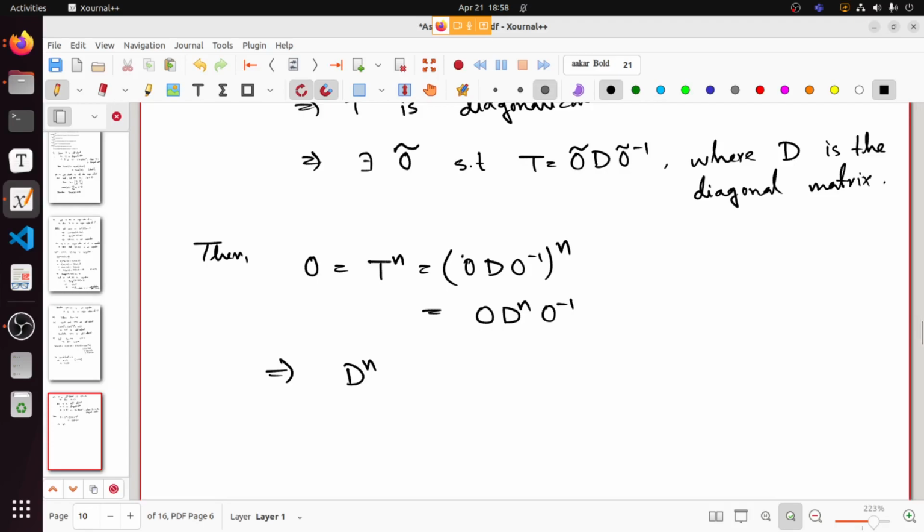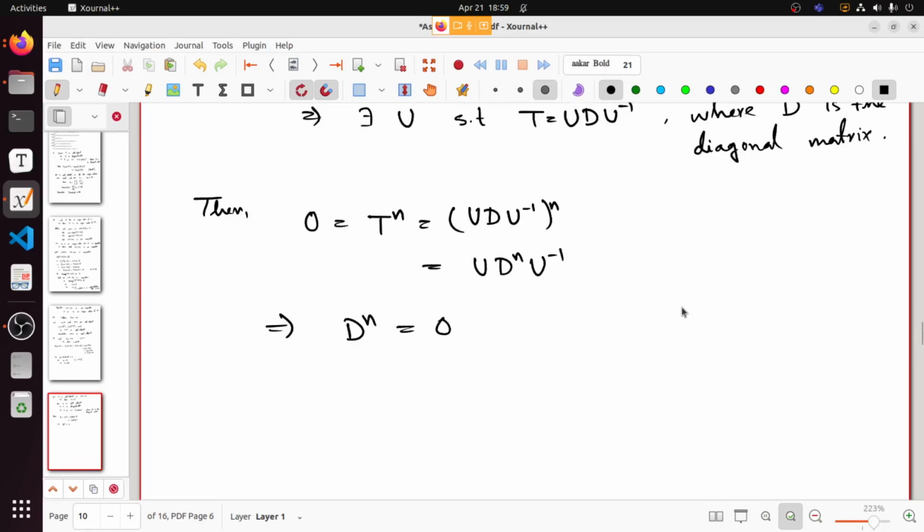This is the zero matrix, but these are not zero matrices. I am writing it O. Let me write it U, otherwise it will be confusing. U D U inverse to the power n will be U D to the power n U inverse. Then D to the power n will be 0 because U is an invertible matrix. D to the power n is a diagonal matrix, and if some power is 0, then the entries should be 0 themselves because these are diagonal matrices. So D is 0 as D is a diagonal matrix.